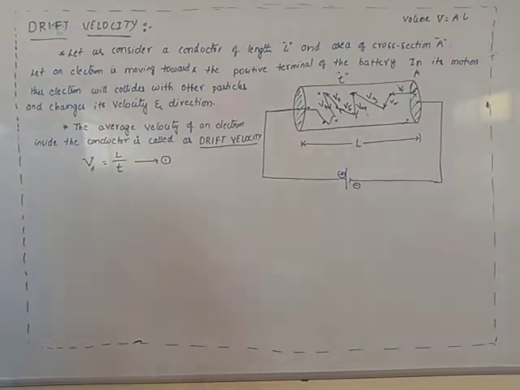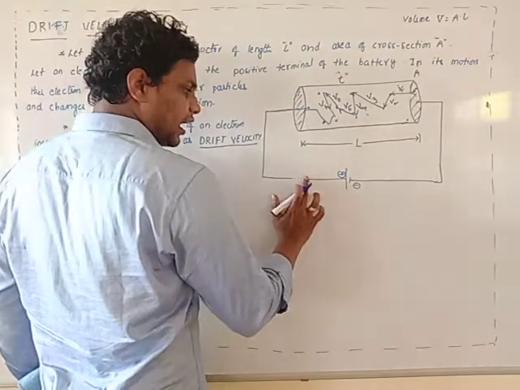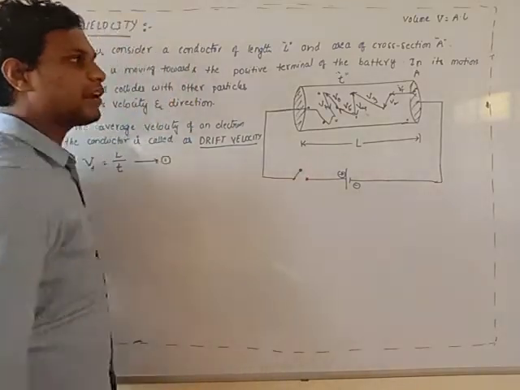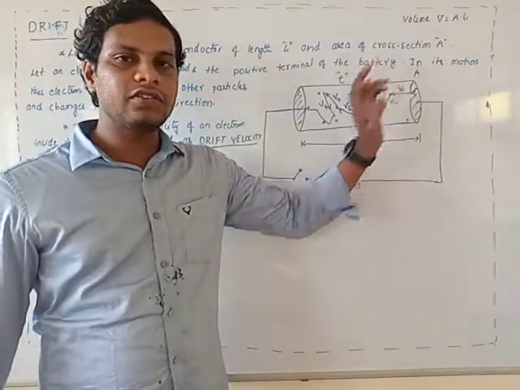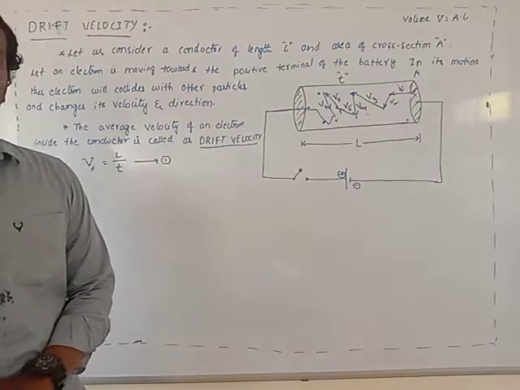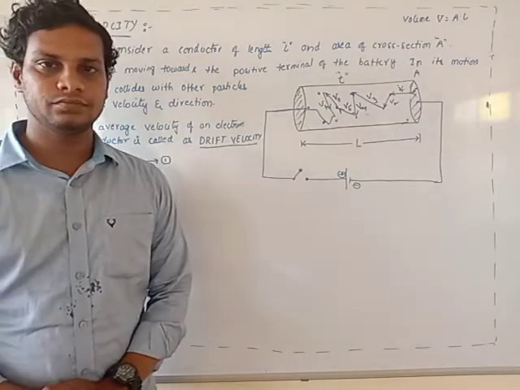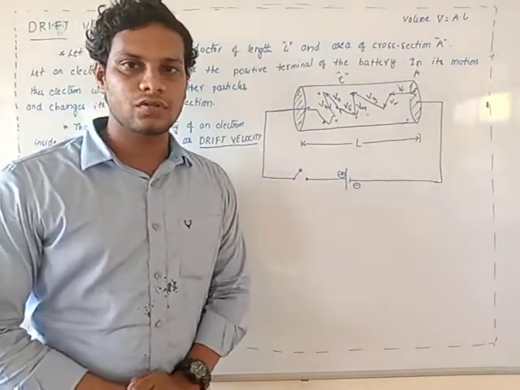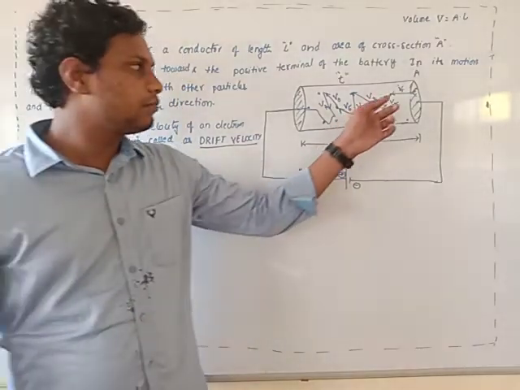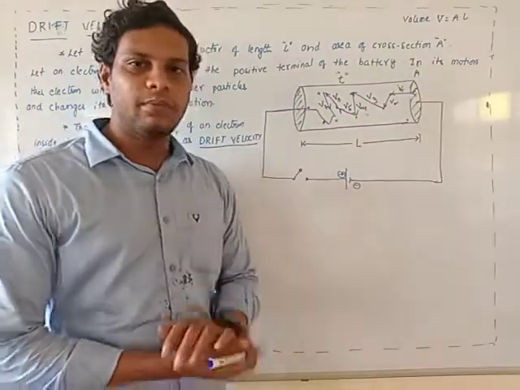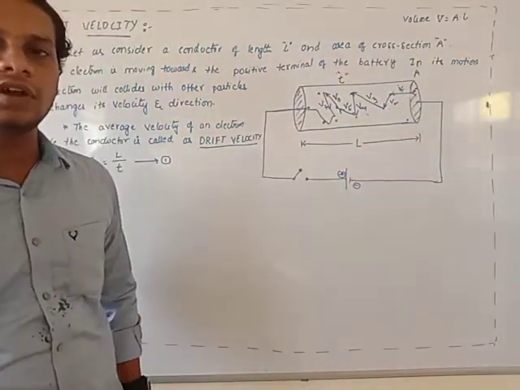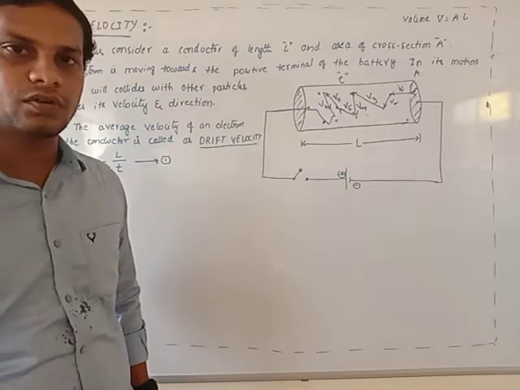For example, initially I will remove the battery. If I remove the battery, the velocity of the electron is taken as 0. Clear? So if initially I remove the battery, then the initial velocity of the electron is equal to 0.